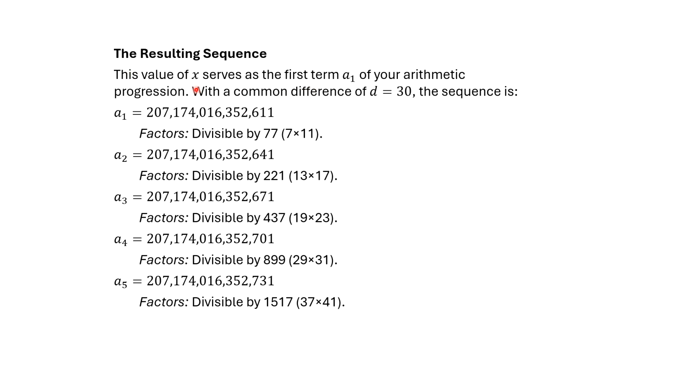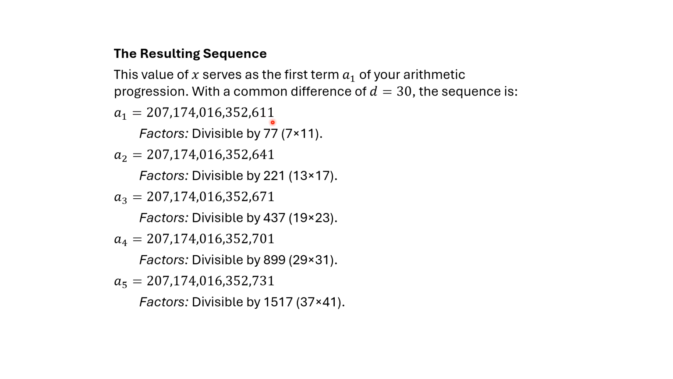And this is the final result. The value of X serves as the first term, which I'll show you a program to actually extract. But the first term is A1, and it's this huge number. And it's divisible by 77. So it's composite. And then after that, it's easy.